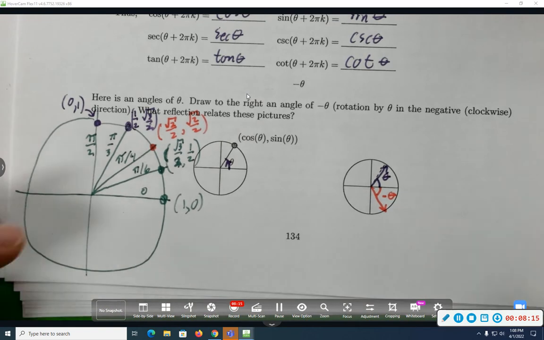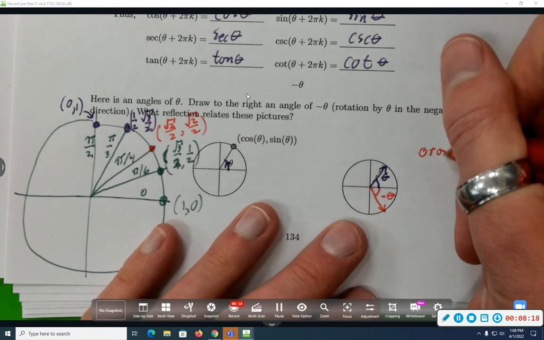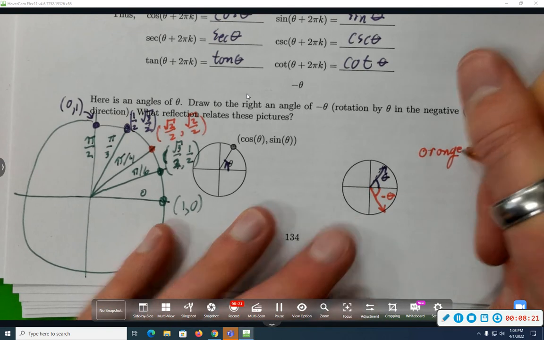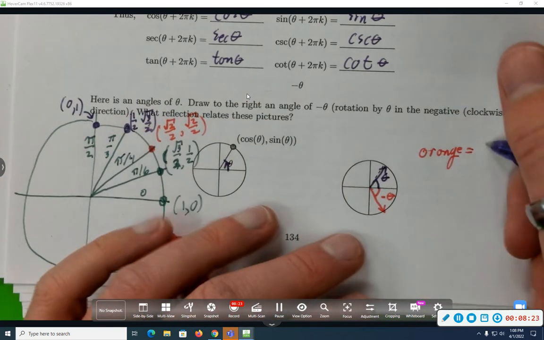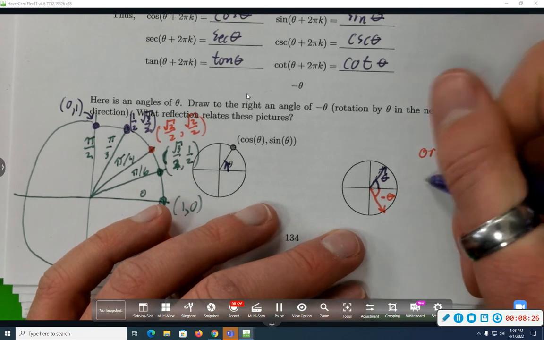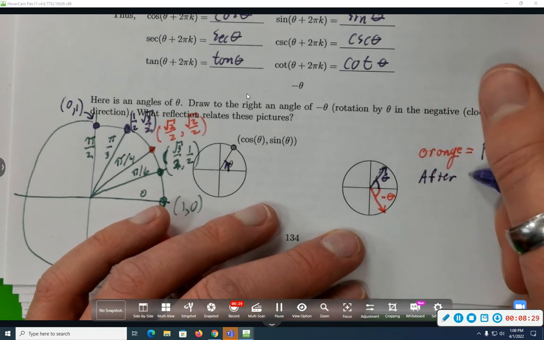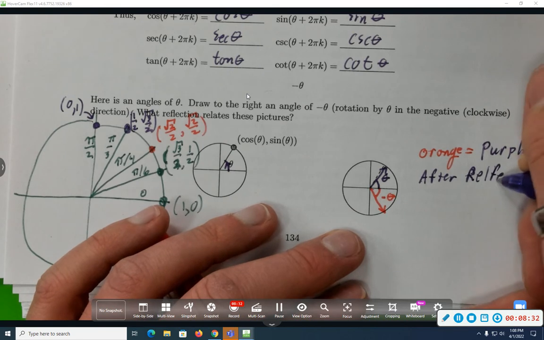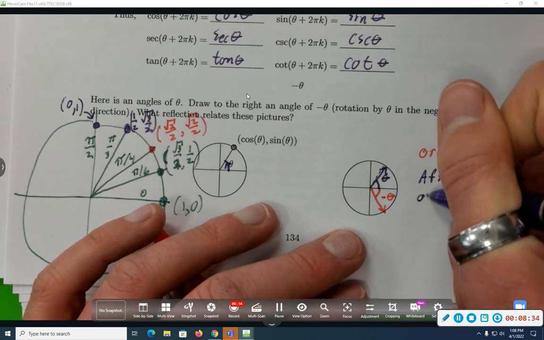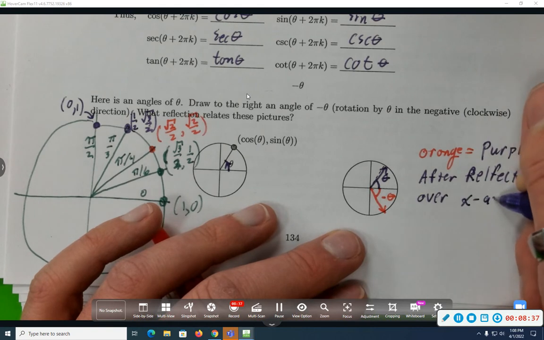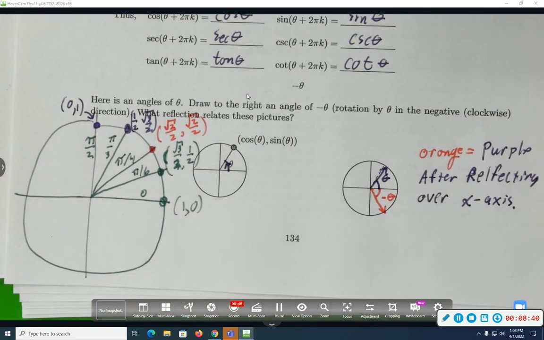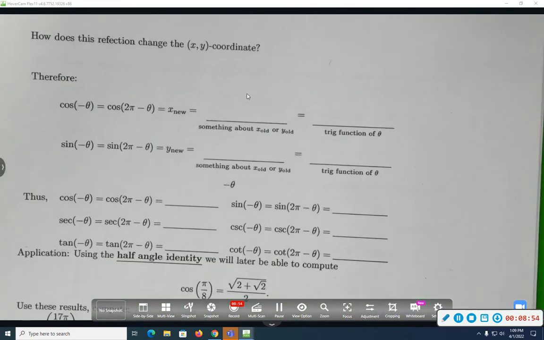So what relation relates these pictures? Orange equals purple after reflecting over the x-axis. So just keep that in mind. If you want to think about an angle of negative theta, you can instead think about an angle of theta, but then reflect over the x-axis. And we'll get a fact out of that observation right here.